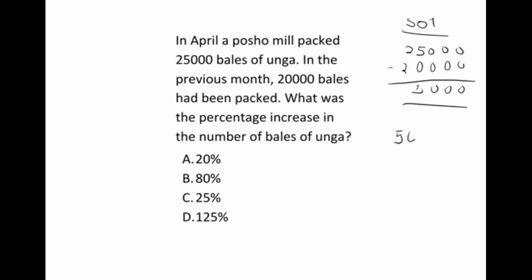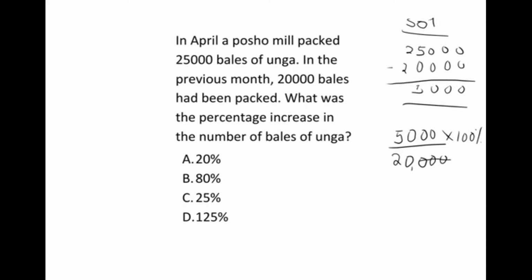Then 5,000 over the original number. Our original number in our case here will be 20,000. Therefore, 5,000 over 20,000, then times 100%. We can simplify.